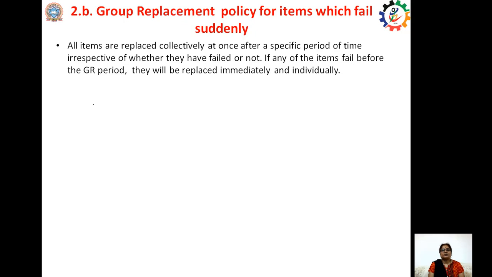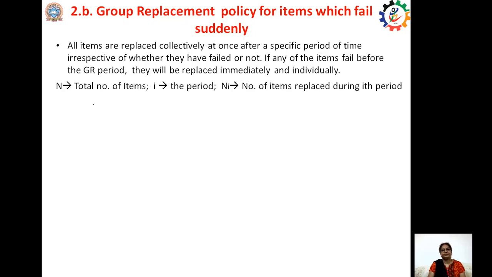How about group replacement? All items are replaced collectively at once after a specific period of time, irrespective of whether they have failed or not. For example, 12 monthly ones, all the 1000, if there are 1000, you replace. But in between, items which fail, you have to replace them immediately and individually. That is why group replacement cost has got clearly two parts.